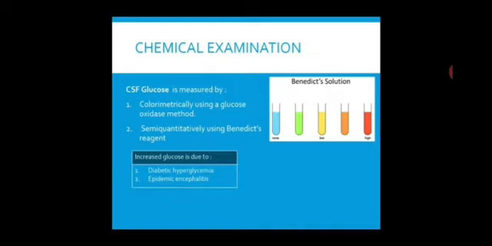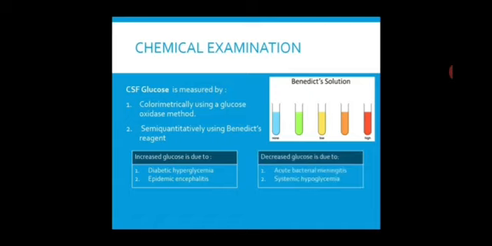Increased glucose is due to diabetic hyperglycemia or epidemic encephalitis. Decreased glucose is due to acute bacterial meningitis or systemic hypoglycemia. Below here is an important note that says CSF glucose must be measured as soon as possible, within only 20 minutes, to prevent glycolysis.